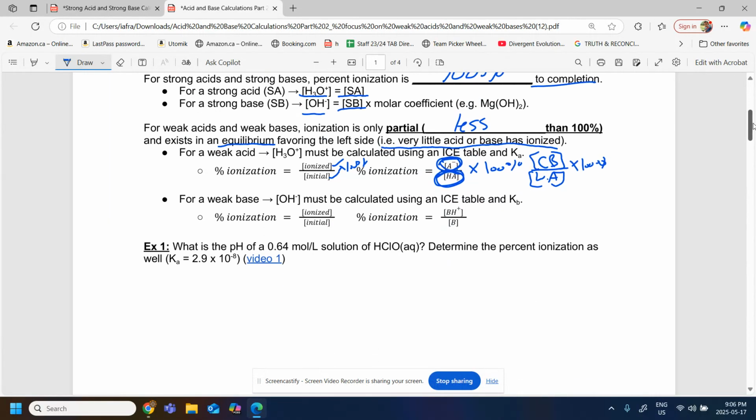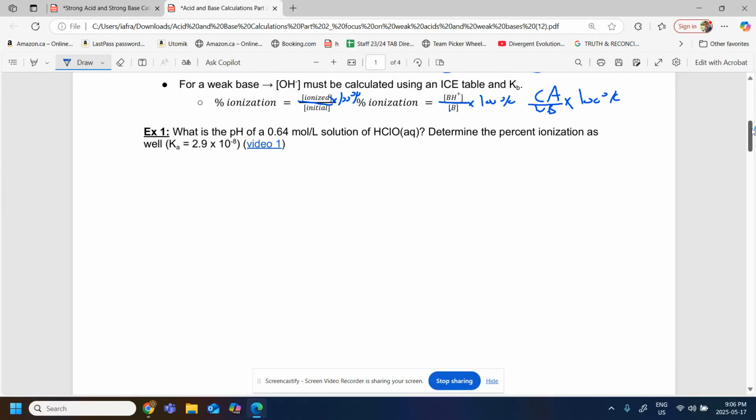You can do the same thing for weak bases. So you just do the ionized over initial times 100%. If you want to write it more with respect to the acids and bases, you can do the conjugate acid divided by the weak base times 100%. So you might sometimes see conjugate acid divided by weak base times 100%. And so what we're going to do is we're going to do this practice problem here together.